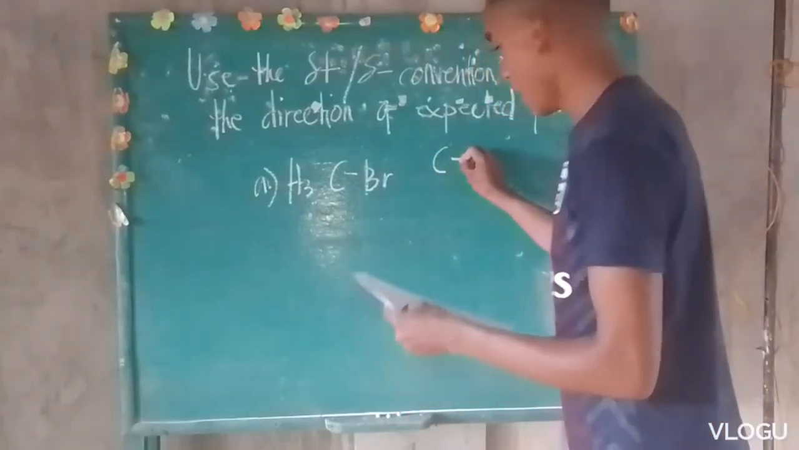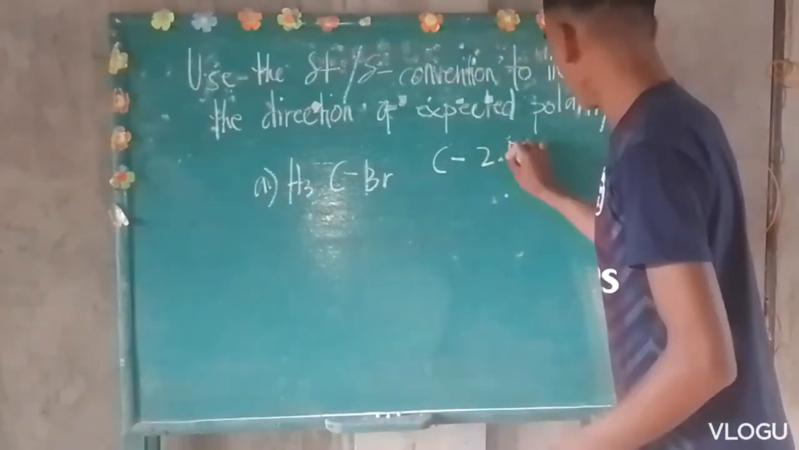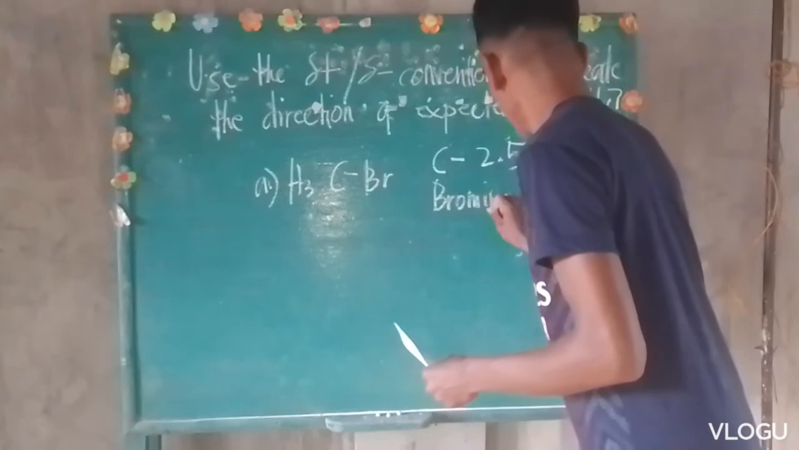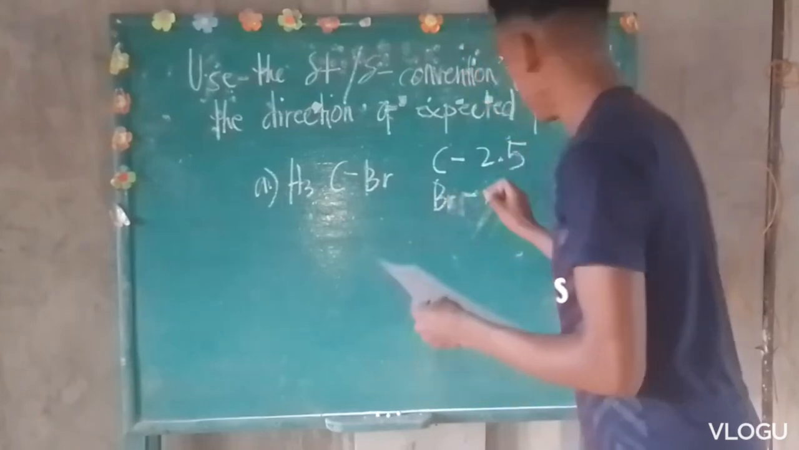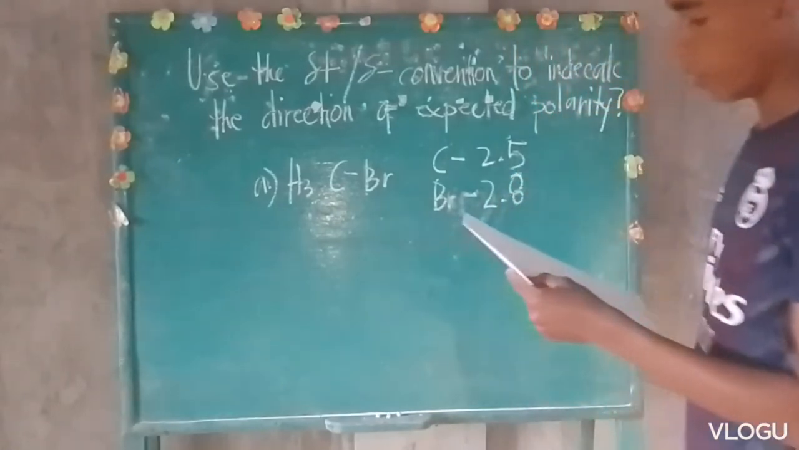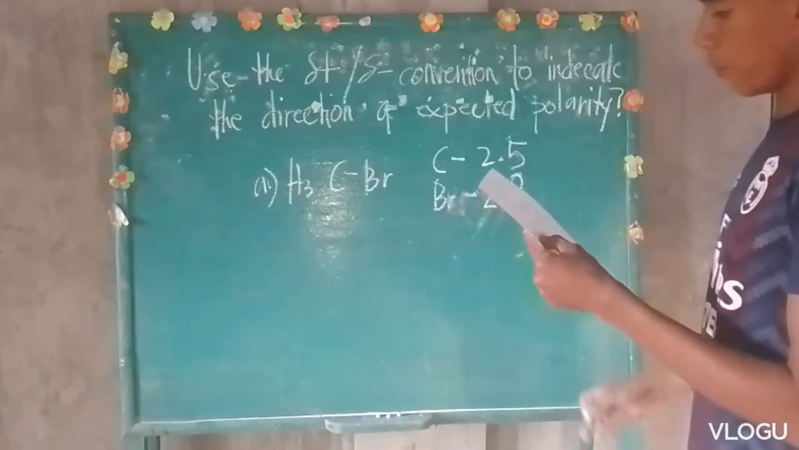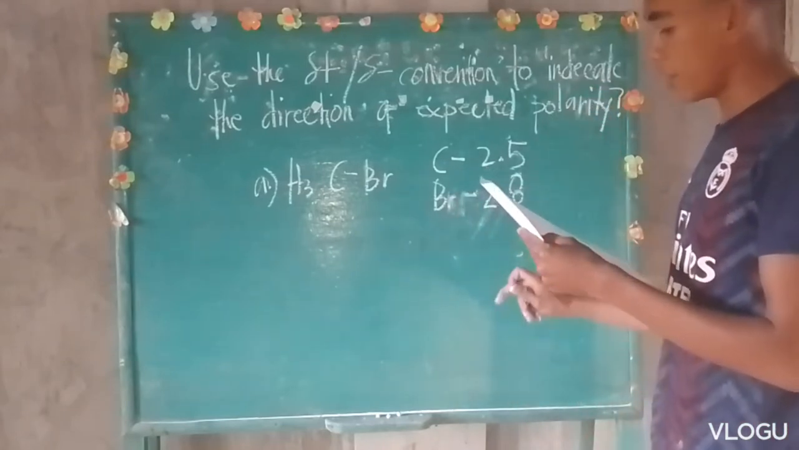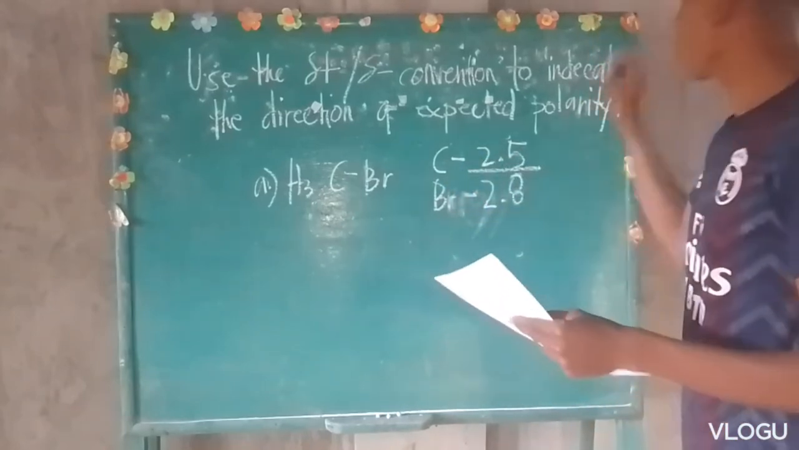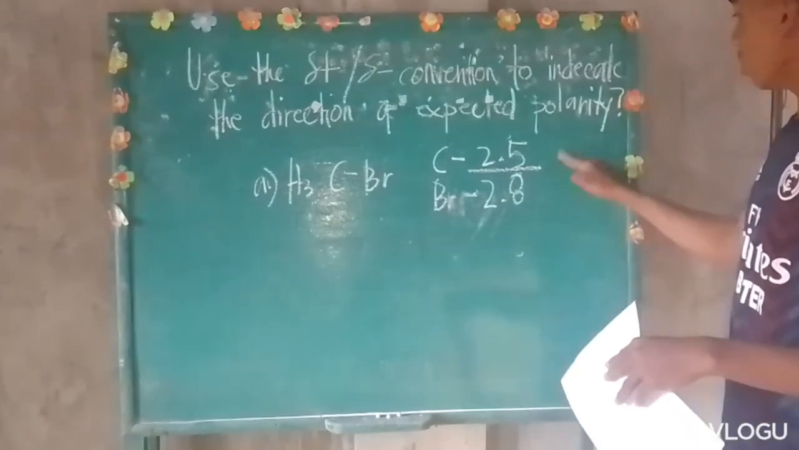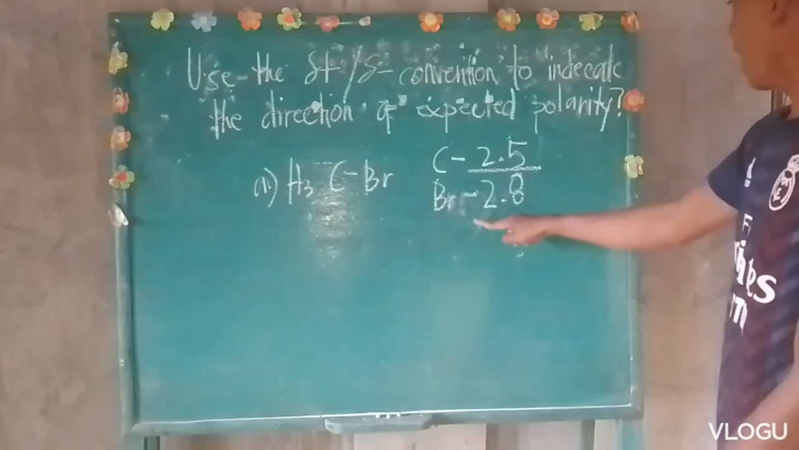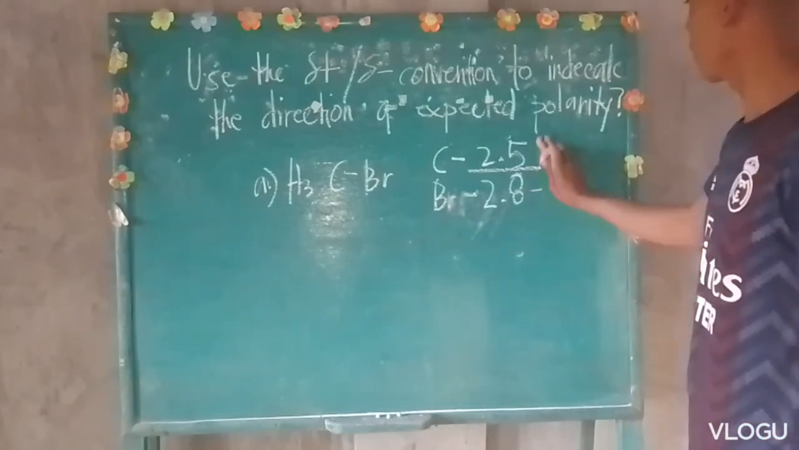So carbon has 2.5 electronegativity and bromine has 2.8 electronegativity. So carbon is partially positive and bromine is partially negative. Why? Because carbon has a low electronegativity, so it is positive, and bromine has a high electronegativity, so it is negative. So that's all.